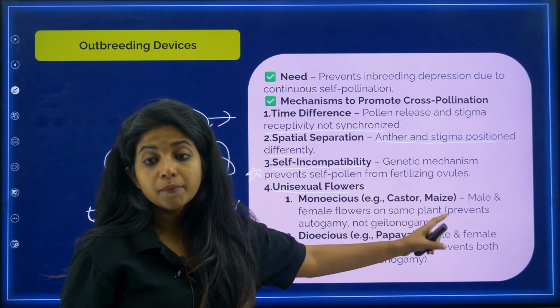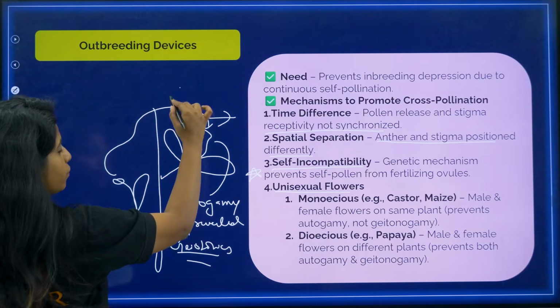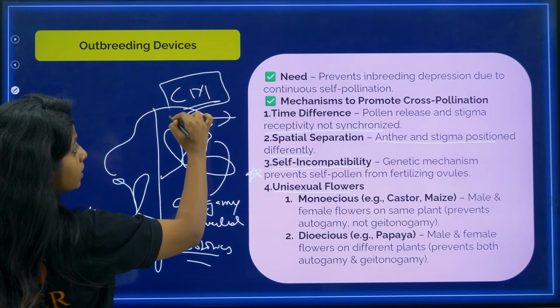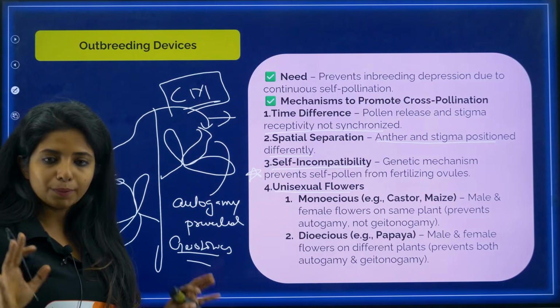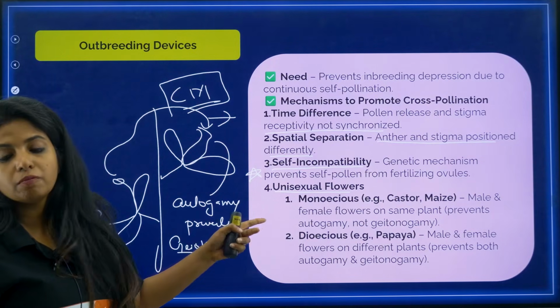So, castor and maize are an example of the CM, Chief Minister, and the bodyguards: whatever you do, they will still be there. You can remember it like that, or however you want to remember, you remember.